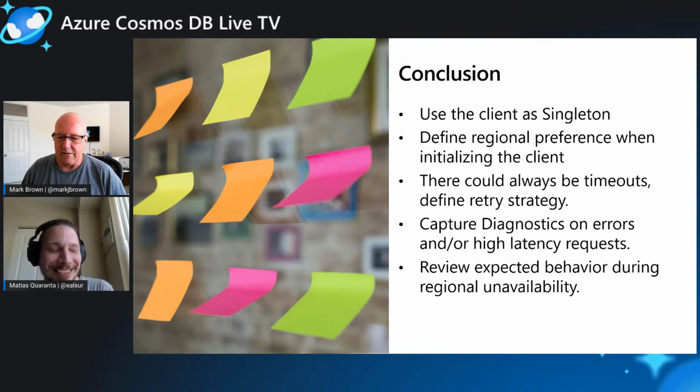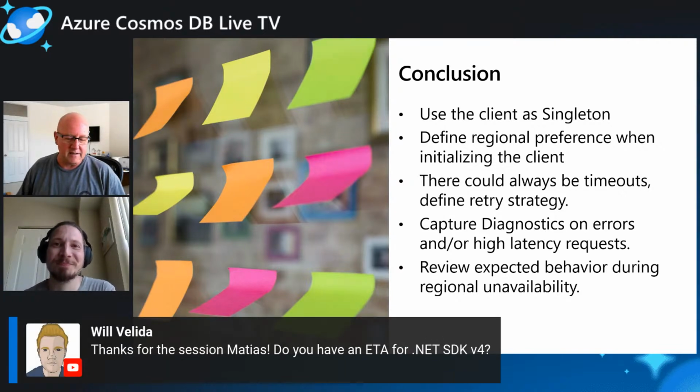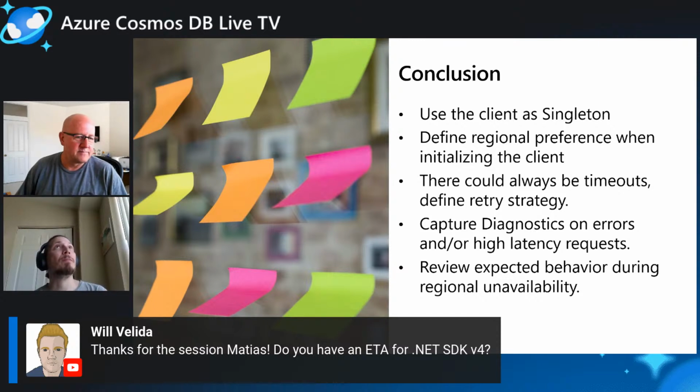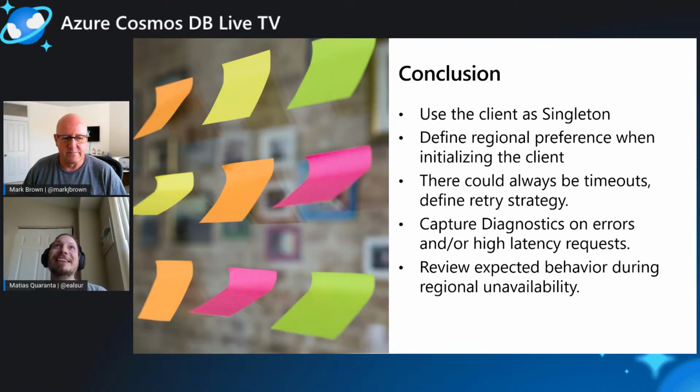So, another question here. Any ETA for 4.0? For what? Sorry. .NET SDK 4.0. So 4.0 is still in an experimental phase. The only reason that you might want to attempt to use it is because you want to use System.Text.Json. One thing that users often don't know is that you can use System.Text.Json with the V3 SDK.